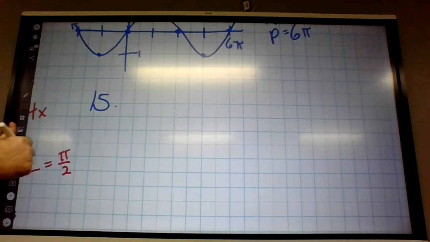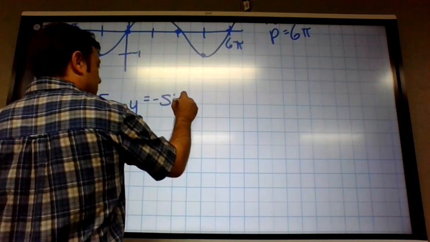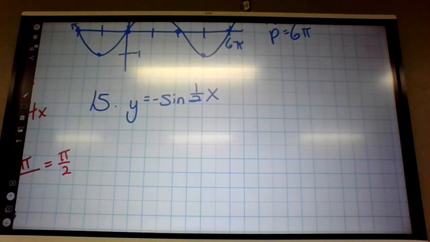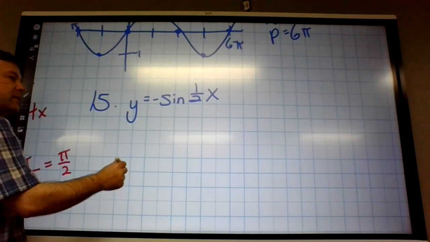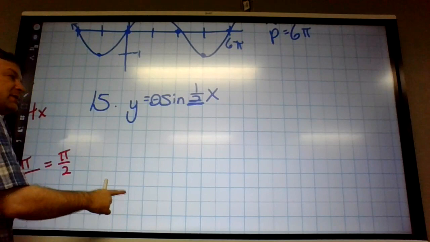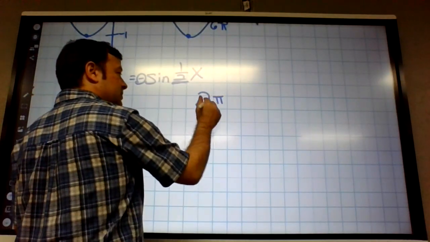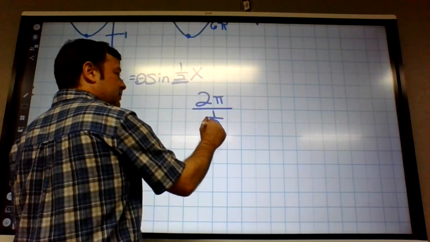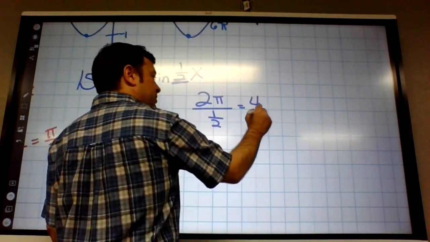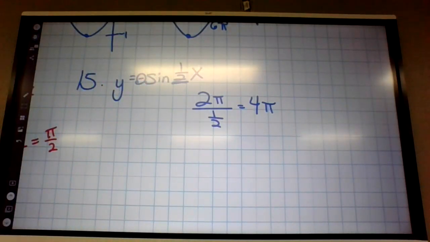Negative sine of 1/2 x. Okay, so we got two things happening on 15. We have a negative and we have a 1/2 in front of the x. So the period, which is normally 2 pi, 2 pi divided by 1/2 is now going to be 4 pi.